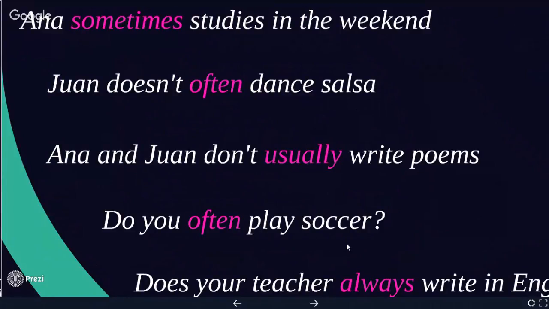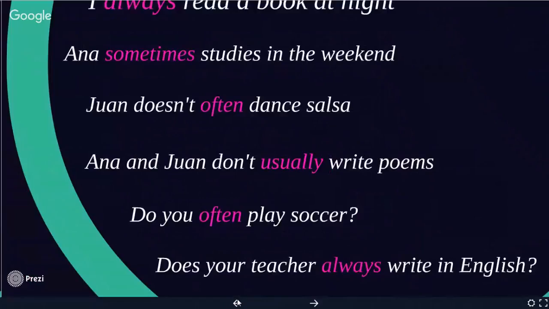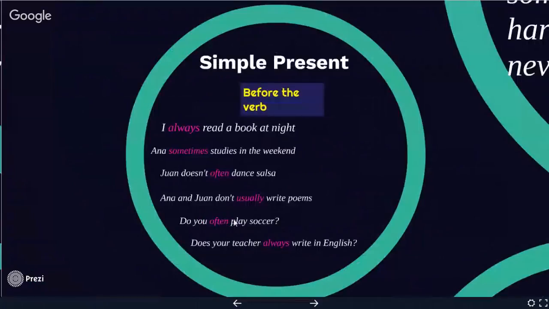Do you often play soccer? Do you usually play soccer? Often is before the verb. Does your teacher always write in English? Always. In this case, write is a verb, always is before the verb. Before the verb. In simple present, the frequency adverb is before the verb.